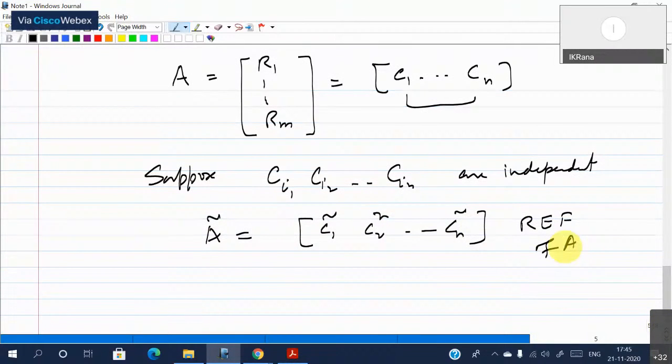So A tilde. Now, my claim is that if some columns are independent here, the corresponding columns are also independent here. So let us write that. Let us take a linear combination. So let alpha I1. I should have said take independence there, so let me just modify that.